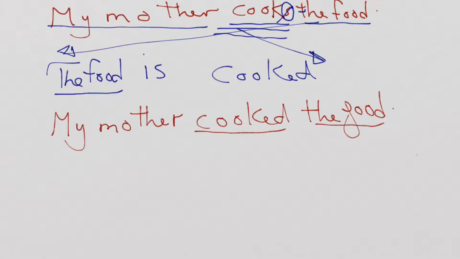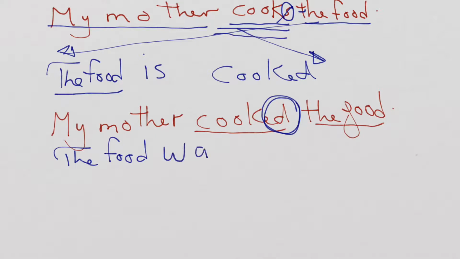Let me do it with you. We are going to begin with the word food, or the food, and then here, concentrate, this is ed, it means the sentence is in the past form, so here you have to add was or were. So here we are going to add was because food is singular, and then cooked, let it be verb 3.